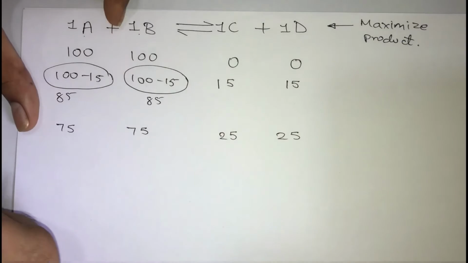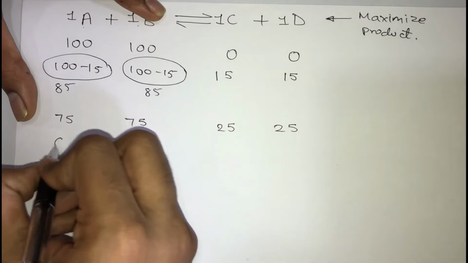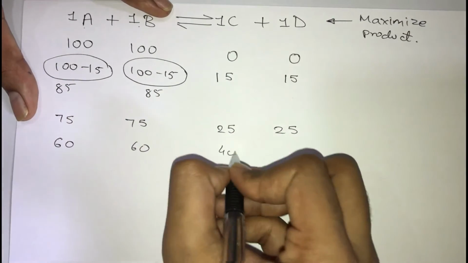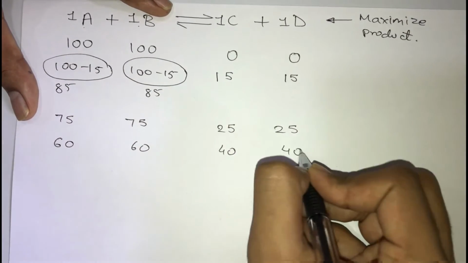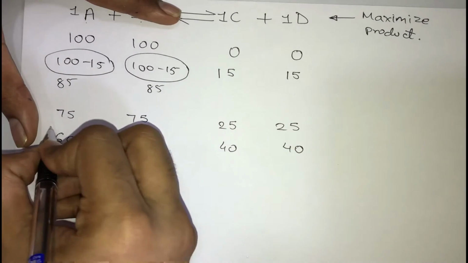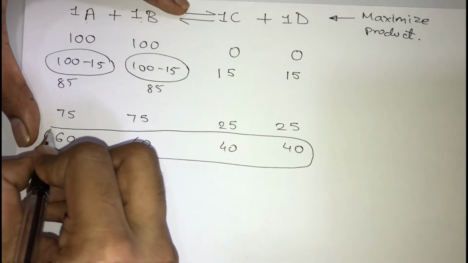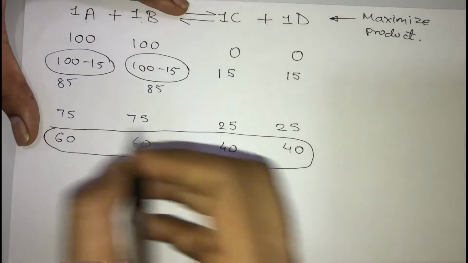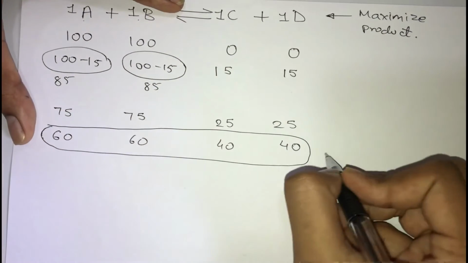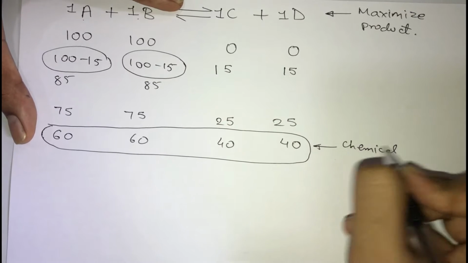Okay. Now again, after a certain interval of time, what we observe is that we have 60 moles of A, 60 moles of B, and it is obvious that we are going to have 40 moles of C and 40 moles of D respectively. Now at this condition where we have 60 moles of A and 60 moles of B, whereas we have 40 moles of C and 40 moles of D, let's say a chemical equilibrium has been established.